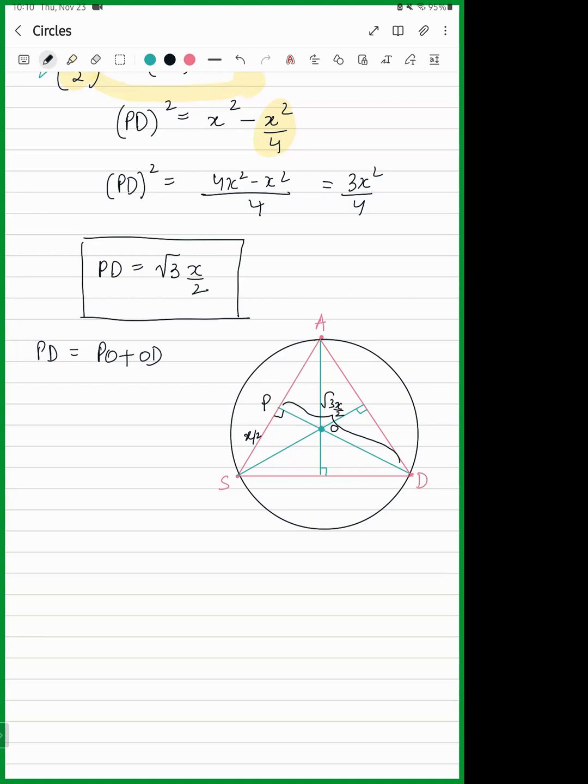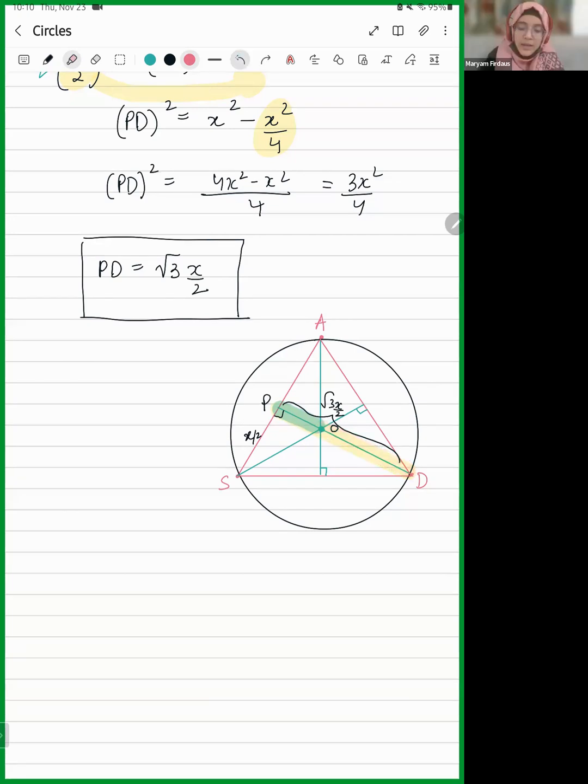Can you repeat one more time? Yes. Take a look at PD, the one we have just now found out. It is made up of two parts, right? It is made up of PO and OD. Yes or no, Avni? Yes, ma'am. So that is exactly what I had written over here, that PD is equal to PO plus OD. Now is it clear? Yes, ma'am. Now it's clear.